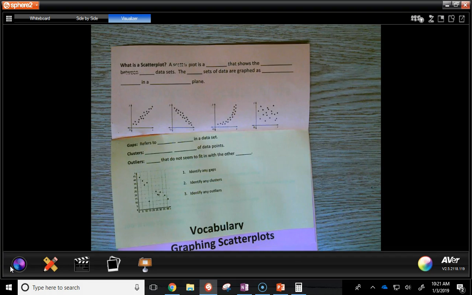Okay. On the very top, we're going to be talking about scatterplots. And you'll see that in our chapter 6, the goal is I can use scatterplots to describe patterns and relationships between 2 quantities. That is what we are going to use with a scatterplot. A scatterplot is going to show the relationship between 2 different quantities.